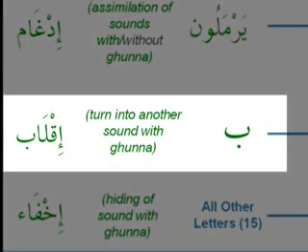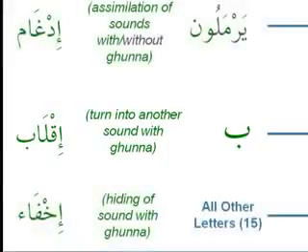If the Noon Saakin or the Tanween is followed by the letter Ba, then we're going to apply the rule of Iqlaab, which means we're going to turn the sound of the Noon Saakin into another sound, and we will apply a Ghunna at the same time.